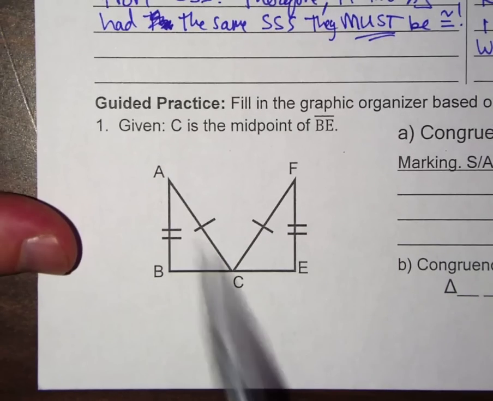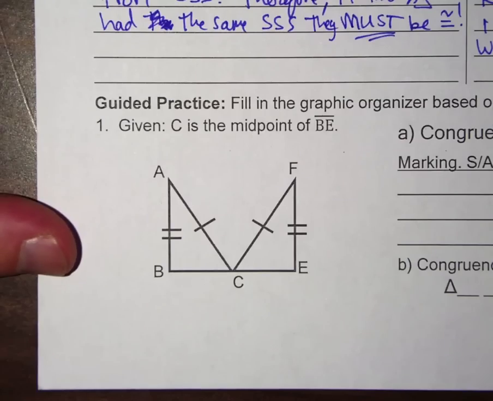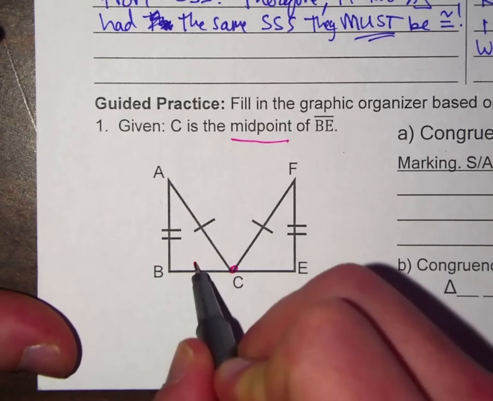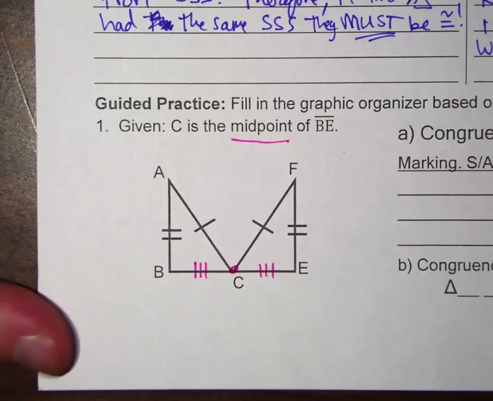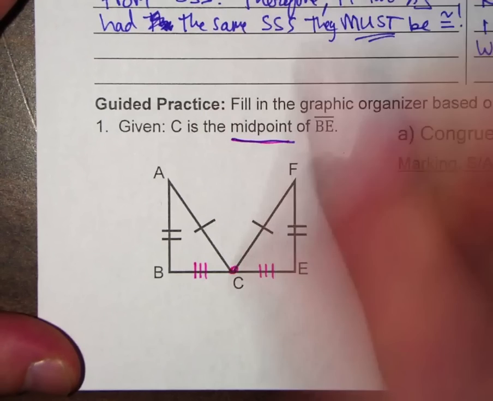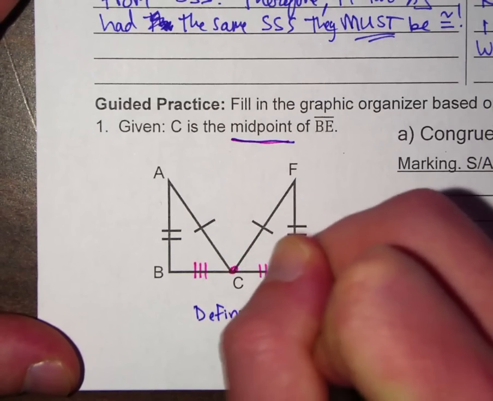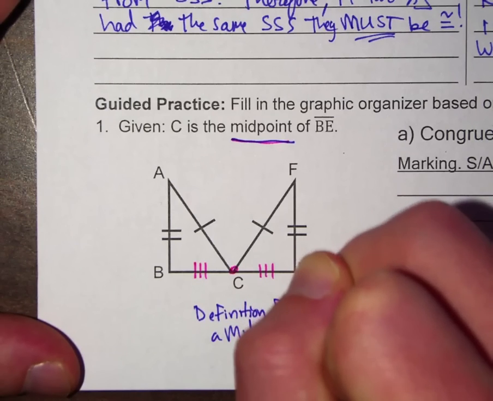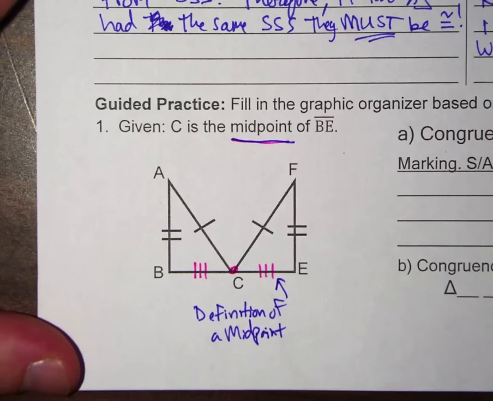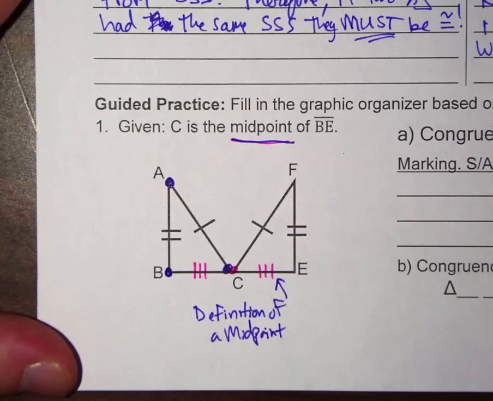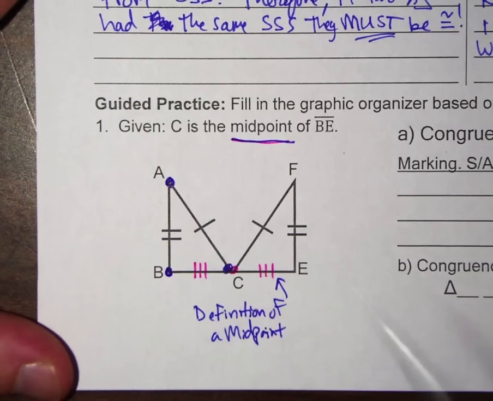Let's see, I only have 2 marks here, so I need to add another marking. Now it says up here in the given that C is the midpoint of segment BE. So that means I can put another tick here, and I'm going to go with 3 because that's what I'm on. Why was I able to make that marking? Always annotate because of the definition of a midpoint. Okay, that's the reason why. And then if you put down your dots on anything that doesn't have a marking, you can see there are no 2 dots right next to each other.